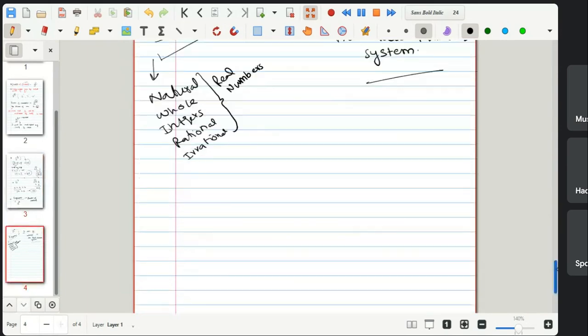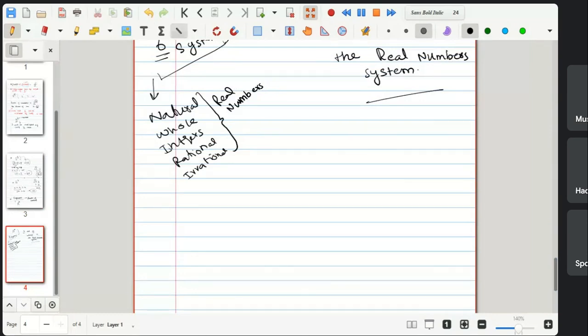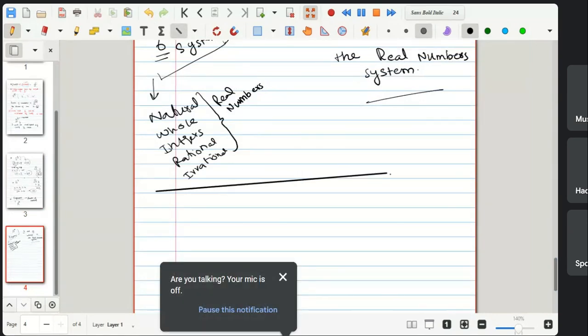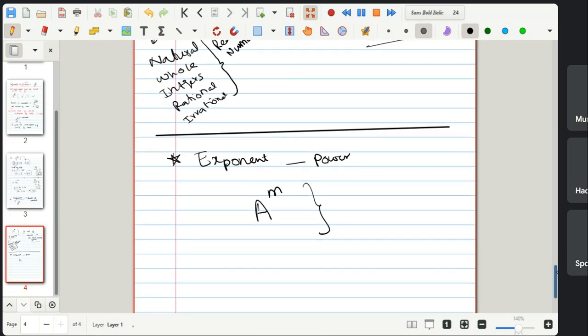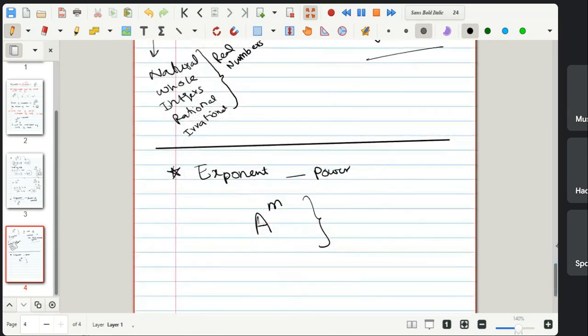I told you before also, in mathematics or in any science subject, we always prefer generality, and we always like to write things in a general form. So this is the exponent, or a power of numbers. A raised to the power m, and I just write that a and m belong to the real numbers.